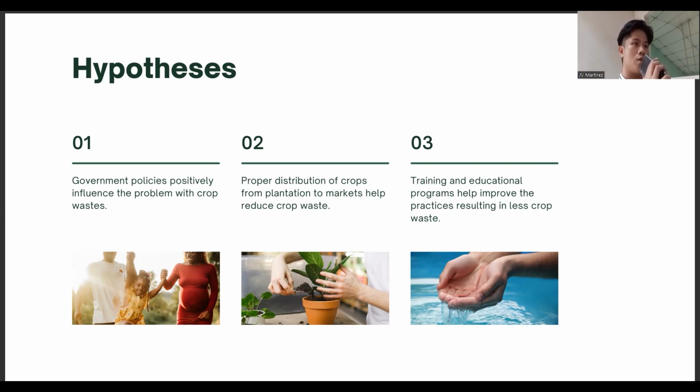For our third and final hypothesis, training and educational programs help improve the practices, resulting in less crop waste. This means that the activities or lessons that teach the farmers, traders, or consumers how to handle or use the crops can help change or improve their behaviors or habits that cause crop waste. For example, if the farmers can learn how to grow or harvest the crops better, or the traders learn how to store or sell the crops better, or the consumers learn how to buy or consume the crops better, then the problem of crop waste might be solved.